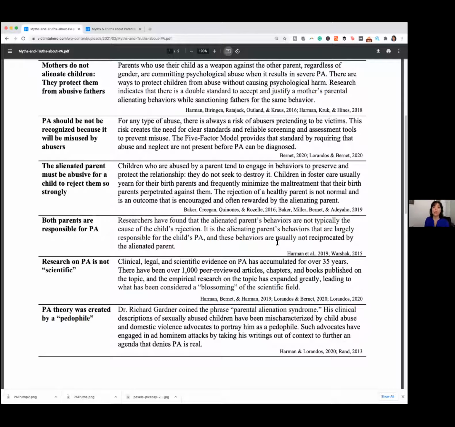Most of the time, it is a one-sided thing. It's caused by one parent against the other parent. So this is a myth. It's not the truth. Okay, the next item is research on parental alienation is not scientific.